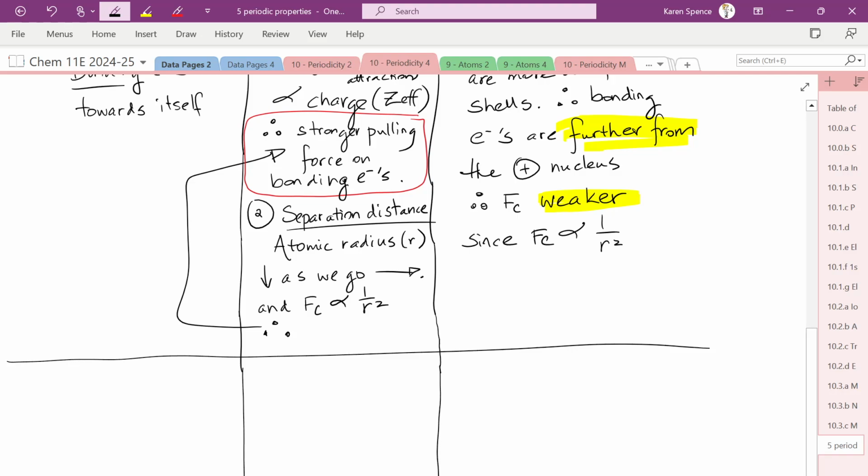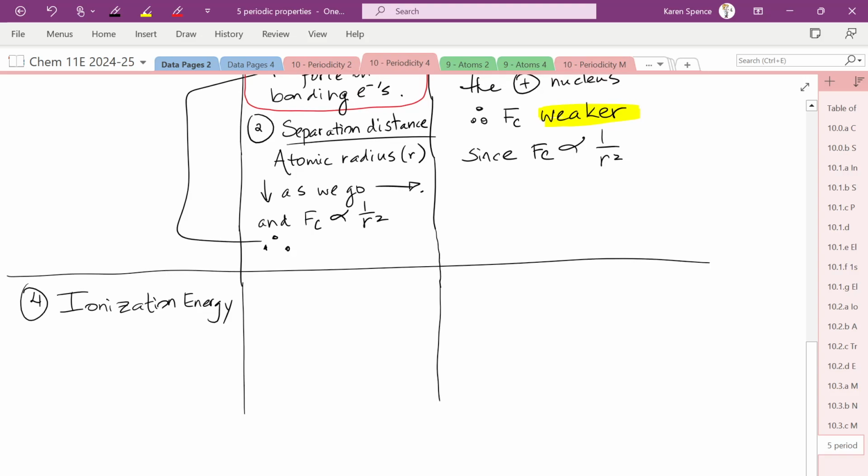Okay, we got two more periodic properties. What's the next one? We got electron affinity and we have ionization energy. I'm going to do ionization energy first. And I would like you to define ionization energy for your partner, please. What is ionization energy?